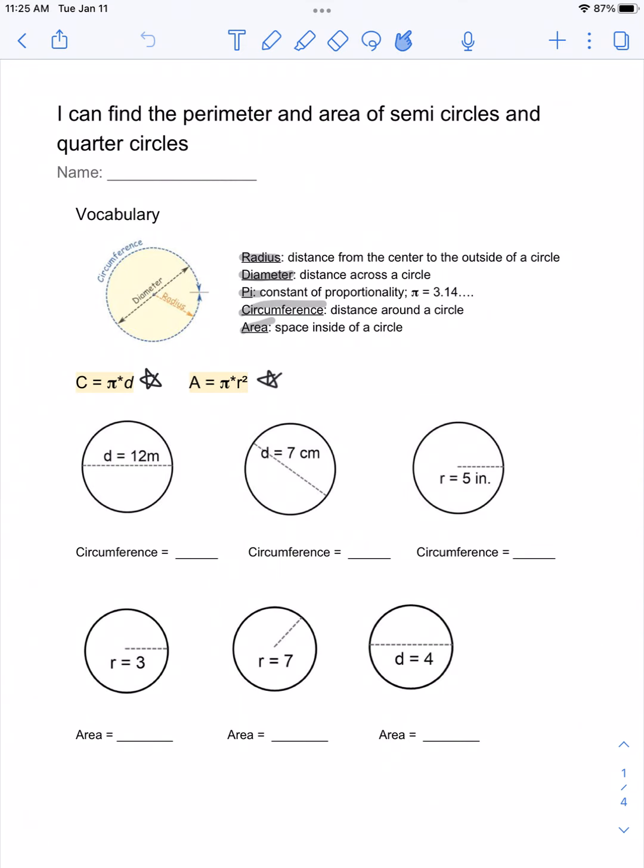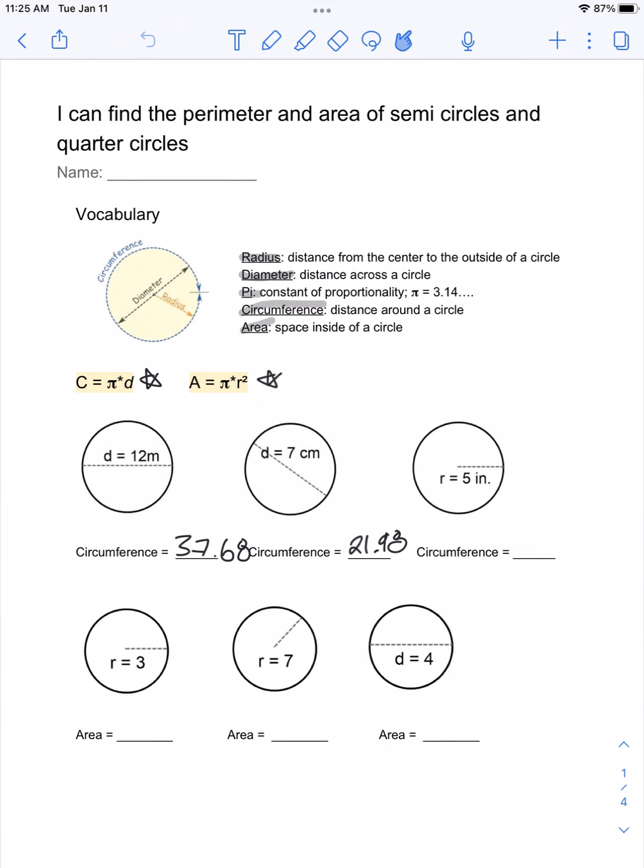All right, so for circumference, we're multiplying pi times the diameter. So for this first problem, we're going to do 3.14 times 12. If you type that into your calculators, you should get 37.68. And those are meters. All right, the second one, you're going to do 7 times 3.14. If you type that into a calculator, you should get 21.98 centimeters.